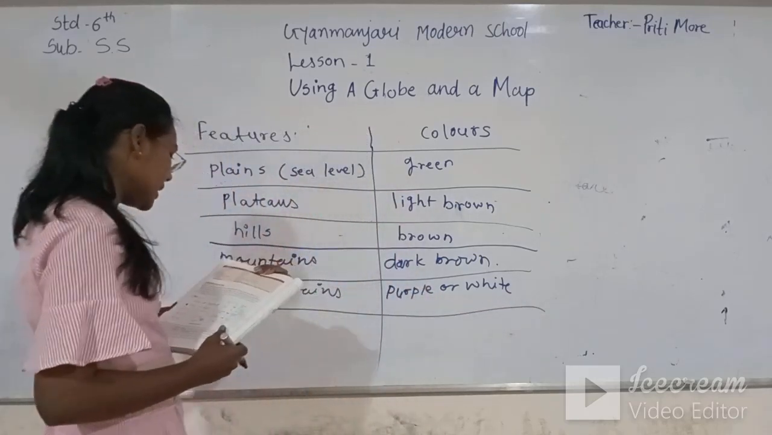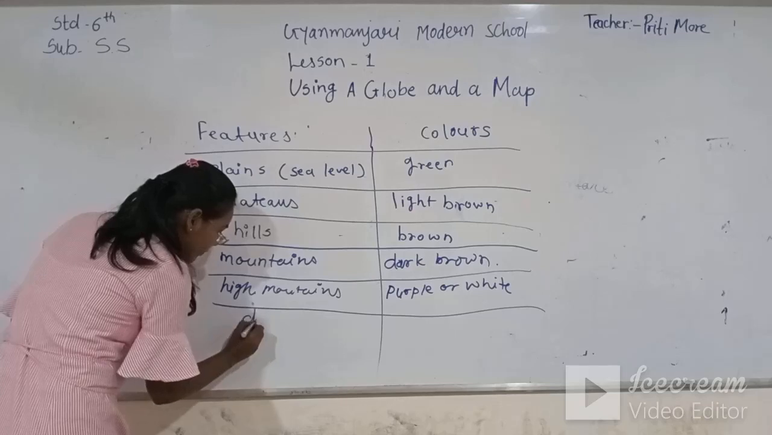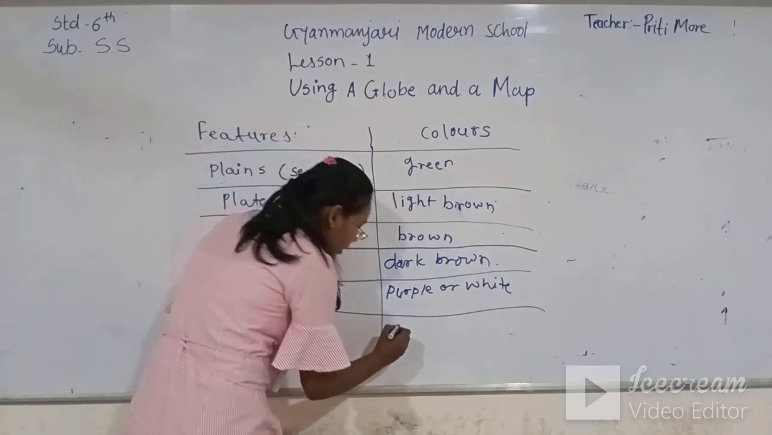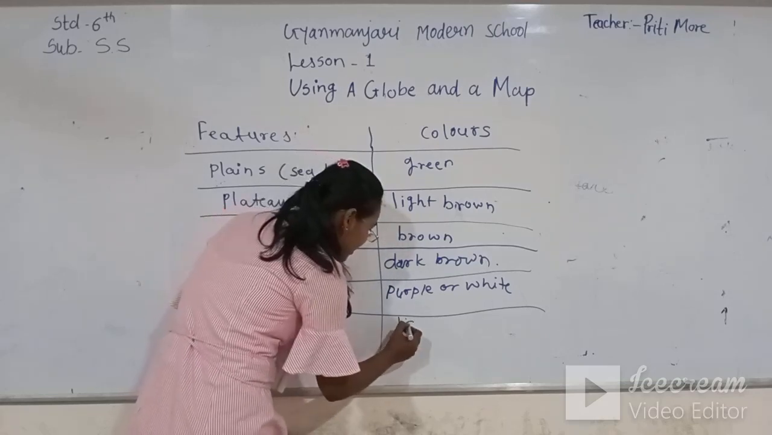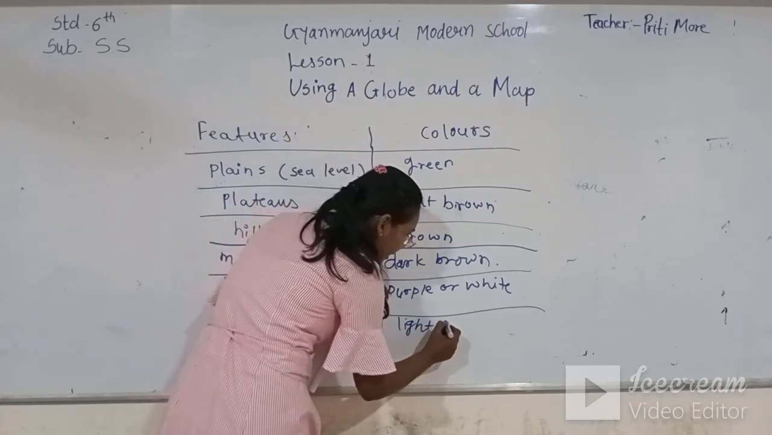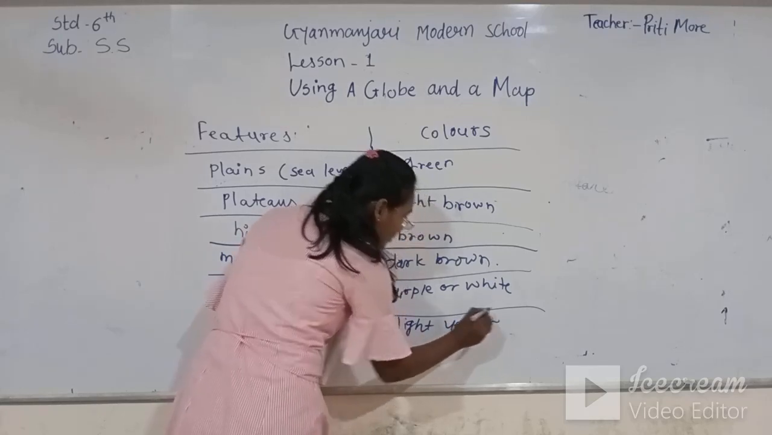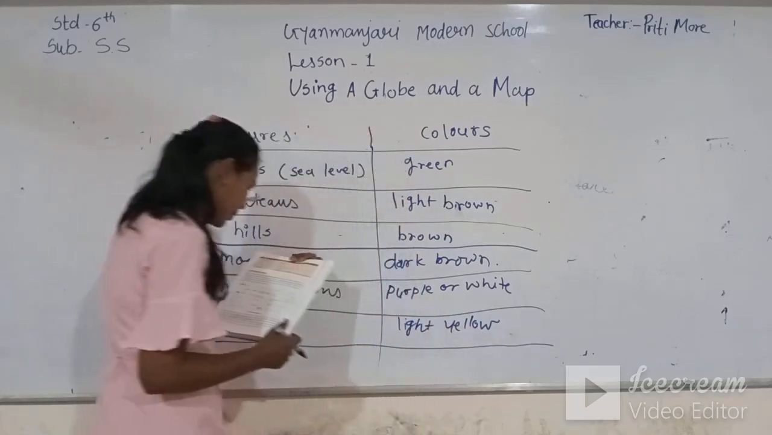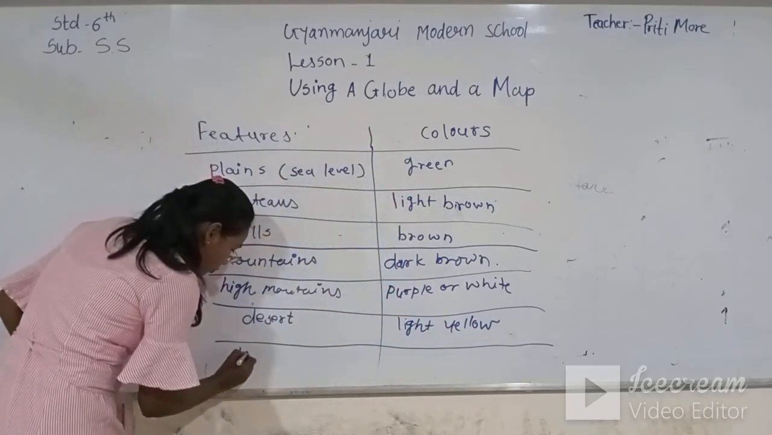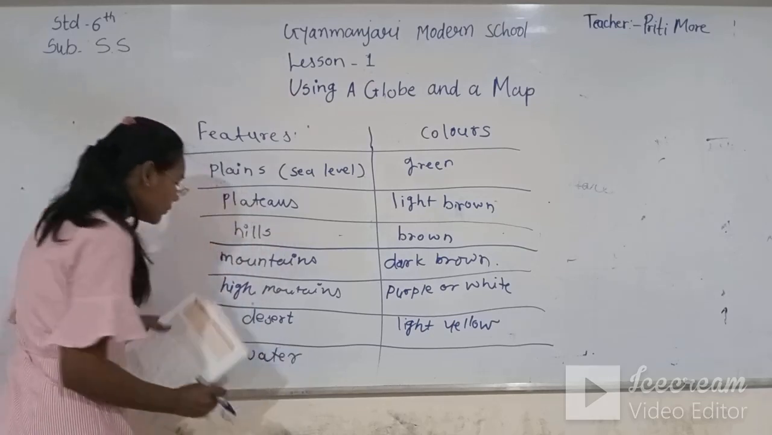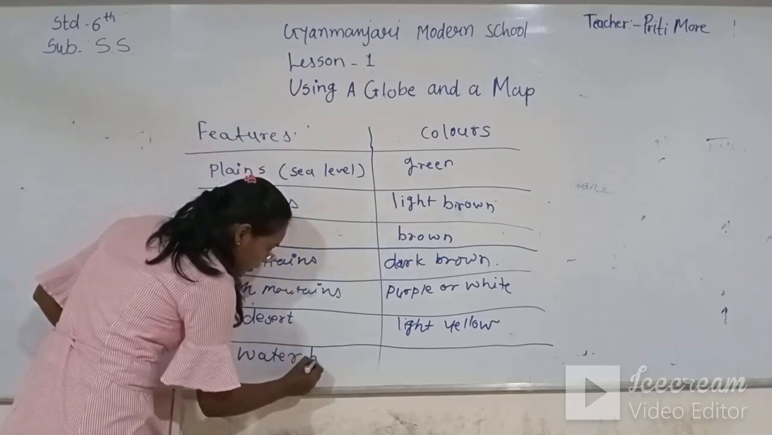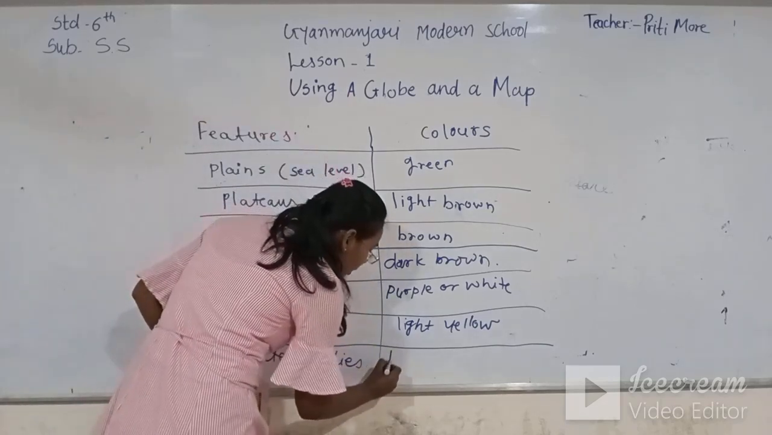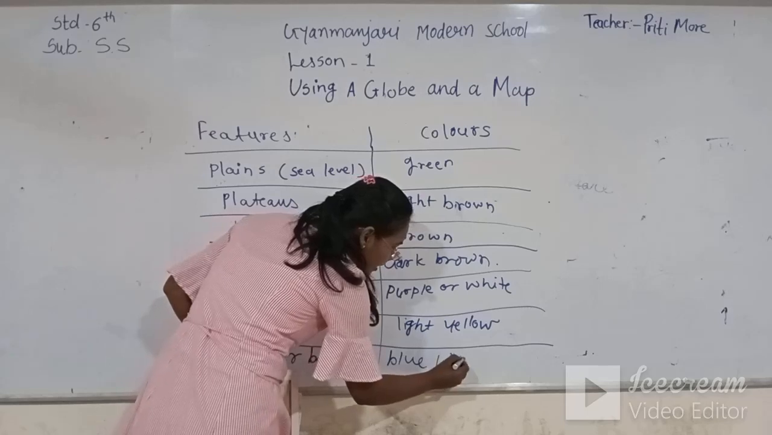Now the desert, light yellow. If we have to show the desert on the map, then the map maker has used light yellow color to highlight the desert. So for desert, light yellow color. And if we have to show the water level, some river or water bodies, then to show the water on the map, blue color, sometimes light blue color.